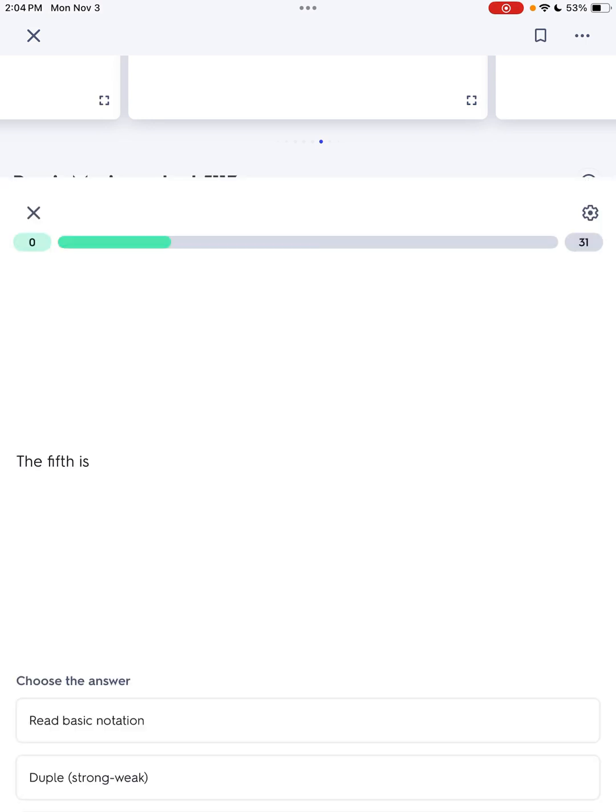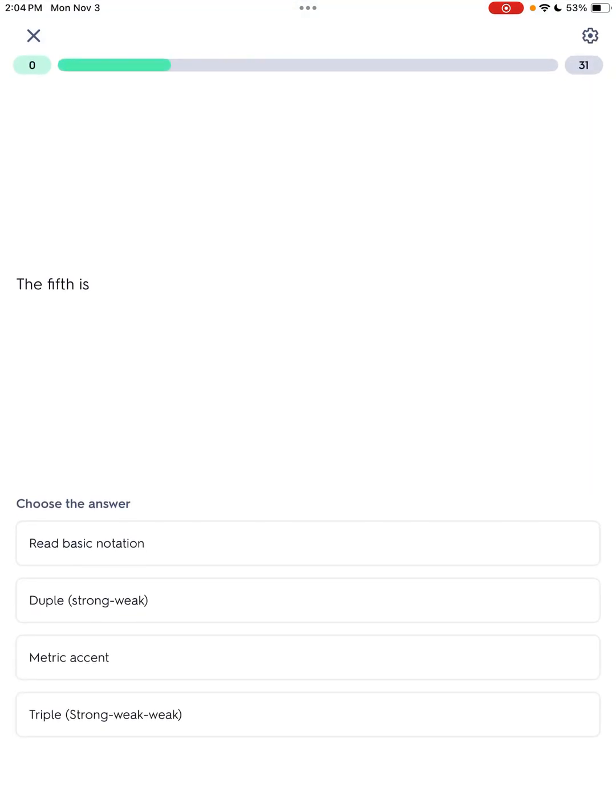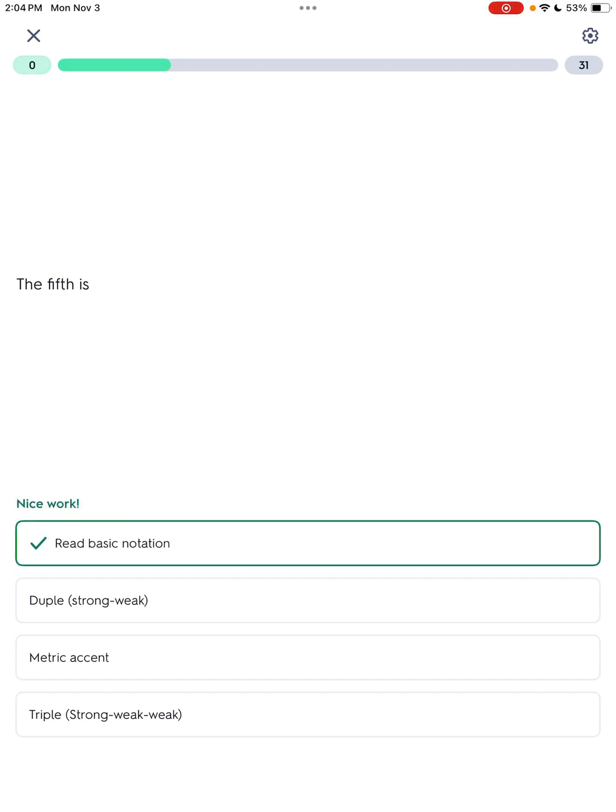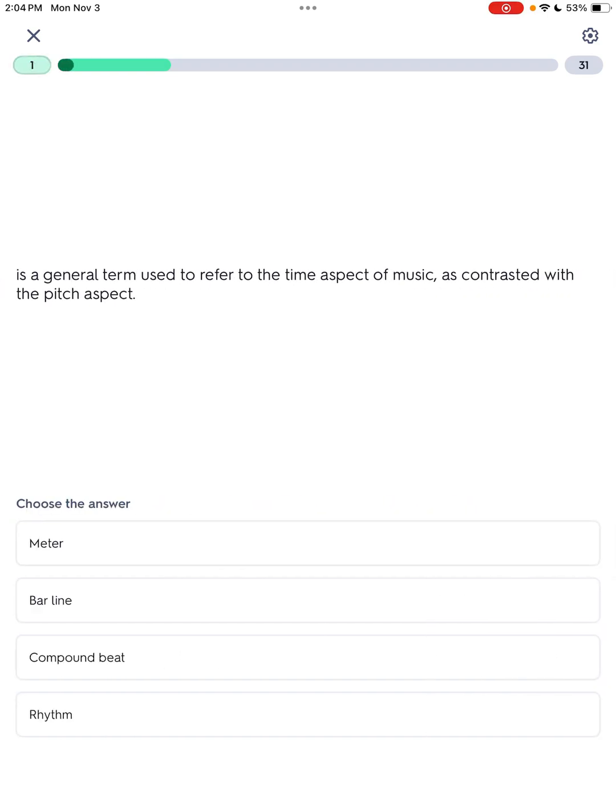Now go ahead and do these again. The 5th is... That's that one I missed. This is the 5th chord.